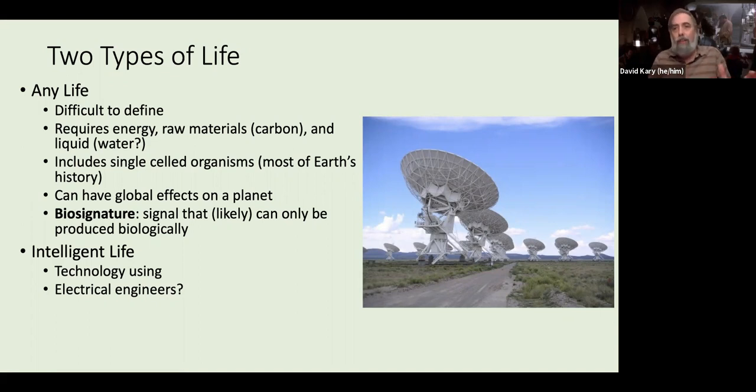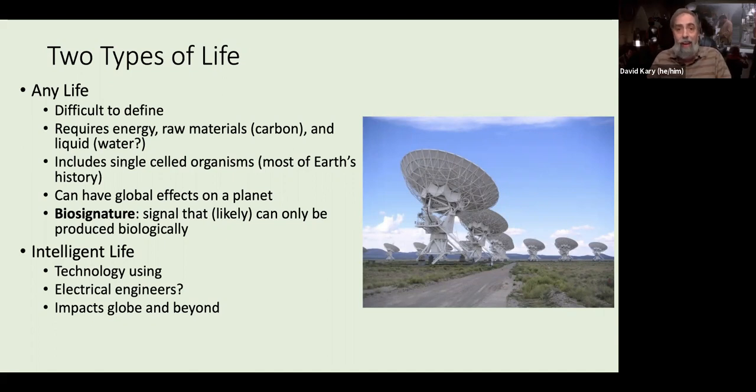We can't see any and all technologies. There's no way. And so you have to think about what technologies you really can see and what limitations that puts on the kinds of life you might actually be able to find. Okay. Again, though, technology can have global effects, and in some cases, even beyond the global effects. And so this is some of what people are looking for when they're looking for signs of intelligence.